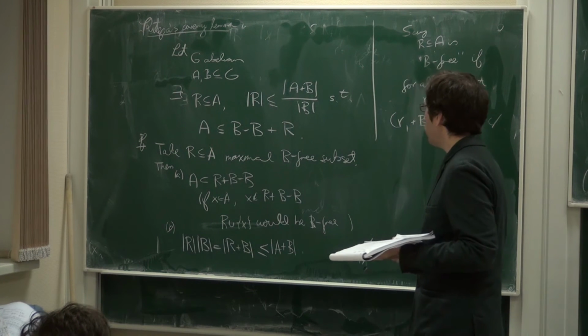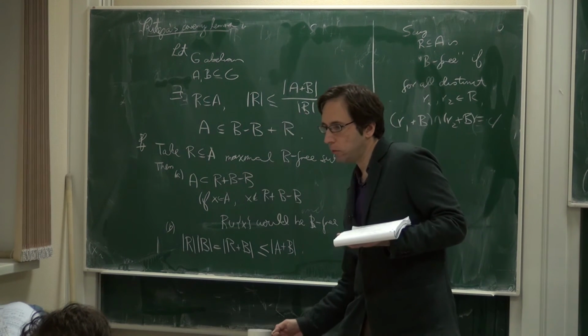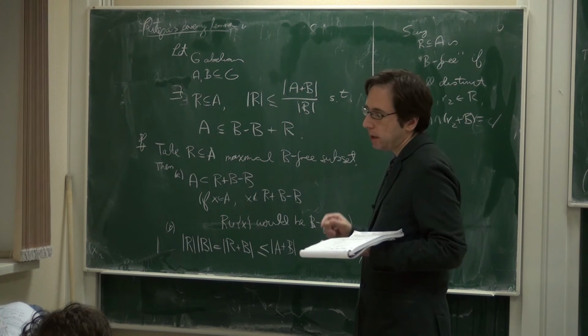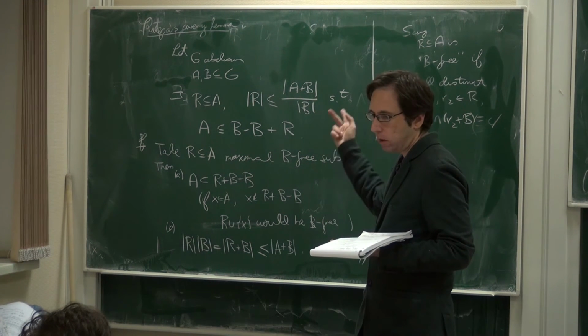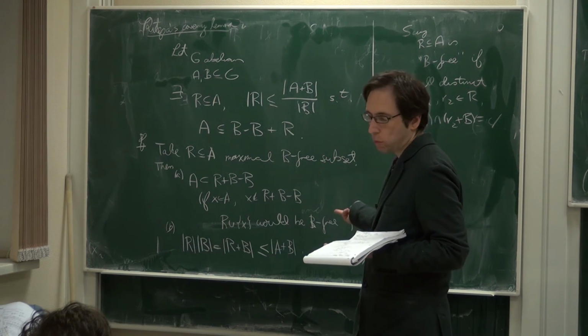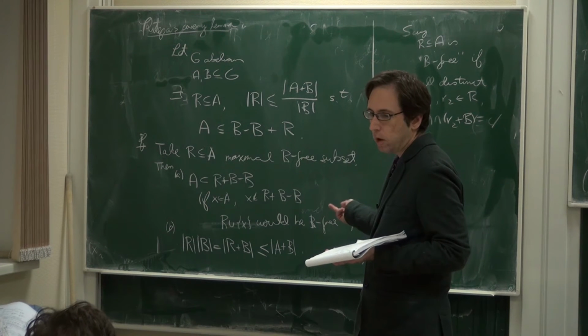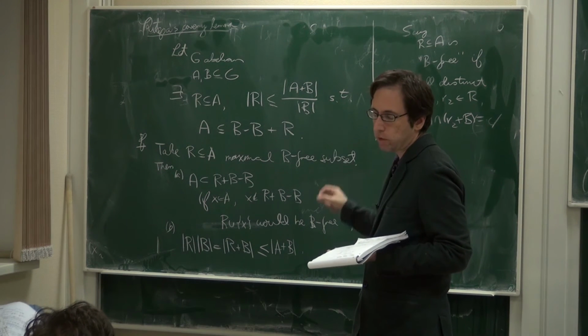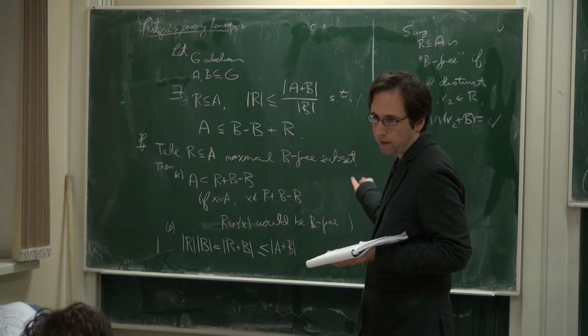And what did you say about non-abelian groups? Oh, we're not going to use this thing about non-abelian groups, but this, like many other little results in additive combinatorics, you can still make work over non-abelian groups. You just have to be careful about where you put the pluses and where you put the minuses, which we aren't here.